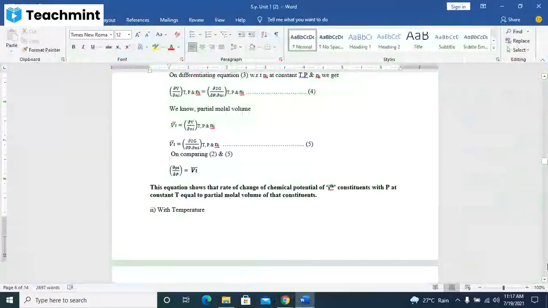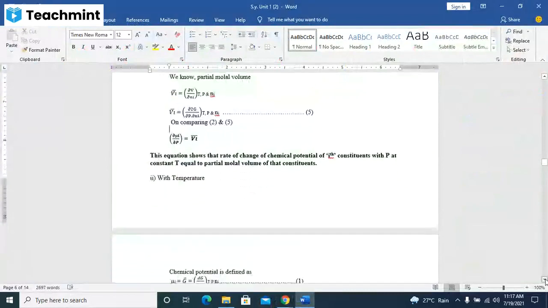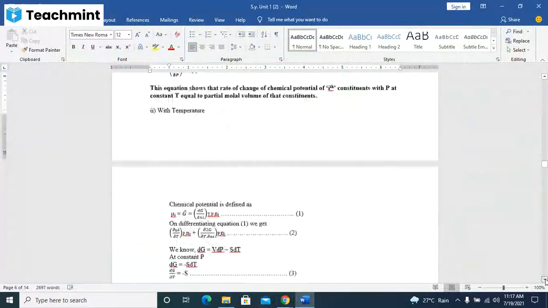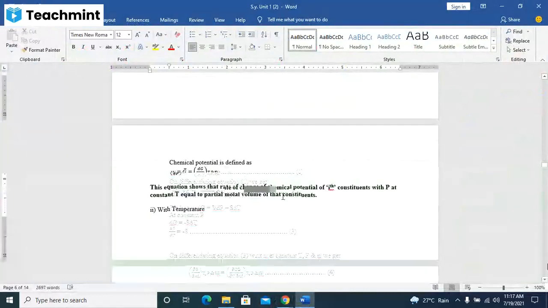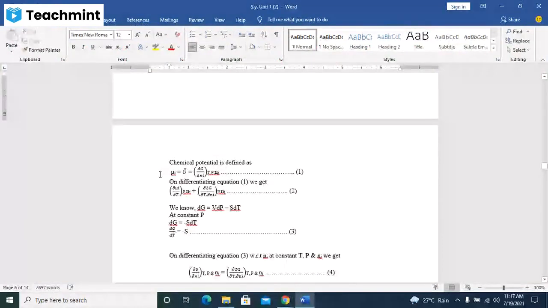Then, with temperature, similarly we take the chemical potential mu i is equal to G bar, which is equal to delta G upon delta Ni at T, P, Nj. On differentiating this equation, we introduce the delta, and then you will get delta mu i upon delta T at P, Nj is equal to delta 2 G upon delta T into delta Ni at P, Nj.